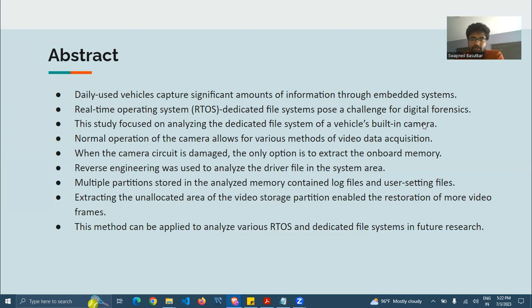And reverse engineering was used in this paper to analyze the drive file in the system area. Multiple partitions stored in the analyzed memory contain log files and user setting files. Extracting the unallocated area of the video storage partition enabled the restoration of more video frames. We also see this method can be applied to analyze various RTOS and dedicated file systems in future research.